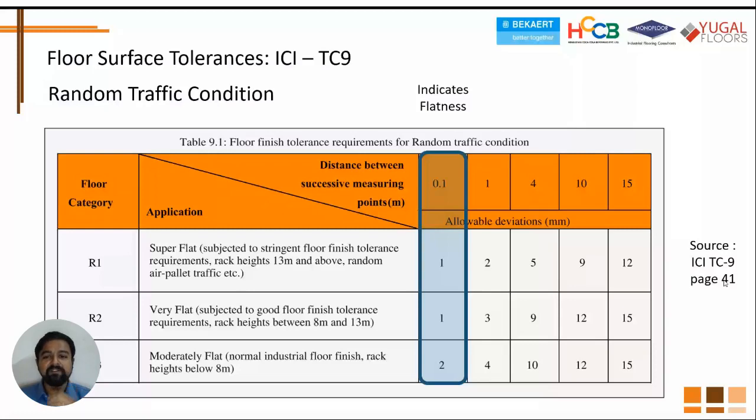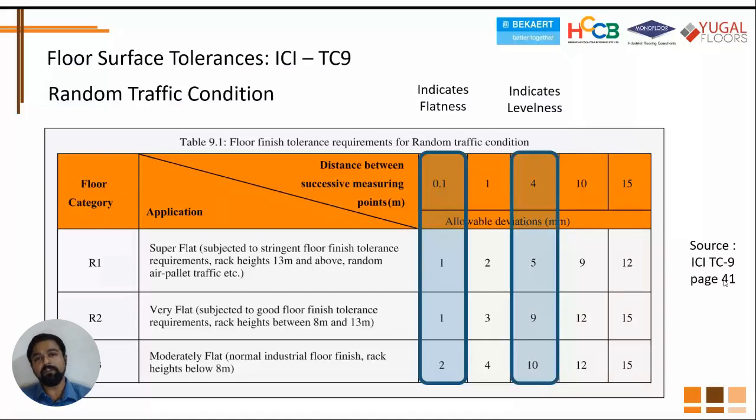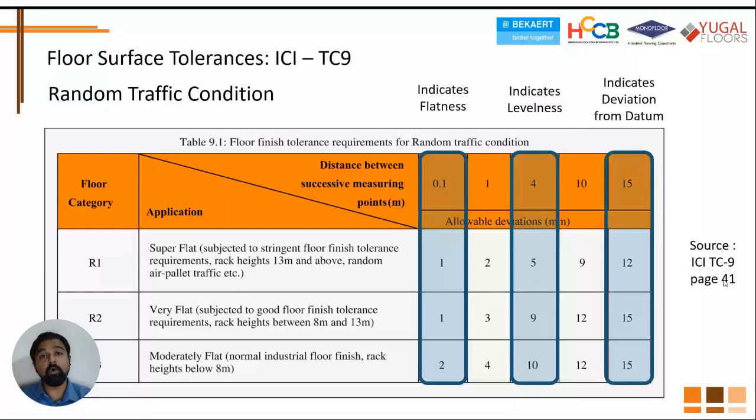If you look at it, the smaller spacing, which is 0.1 meters, indicates flatness, and the ones that are slightly higher than that, which is about 4 meters, indicate levelness, and the other one, the extreme one, indicates more to do with the datum. So you need to have a consistent level throughout the floor area instead of having it in very limited places. It is very important to sample the areas correctly to be able to get a representative level quality.